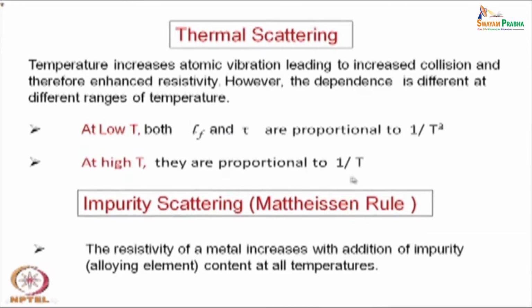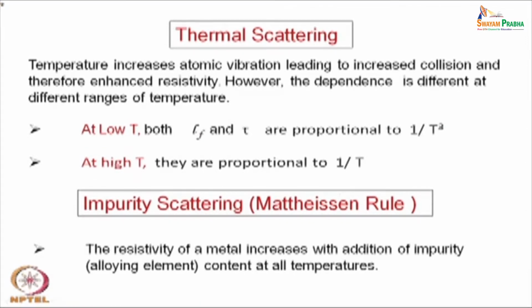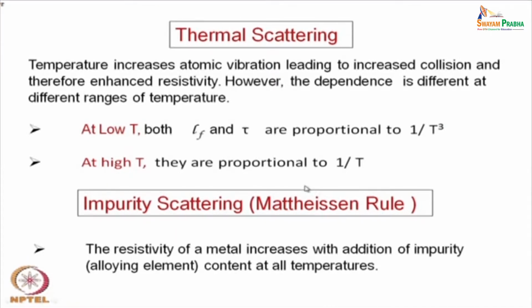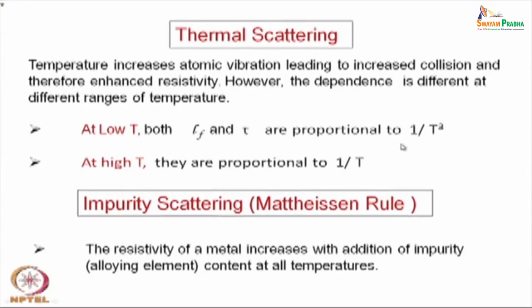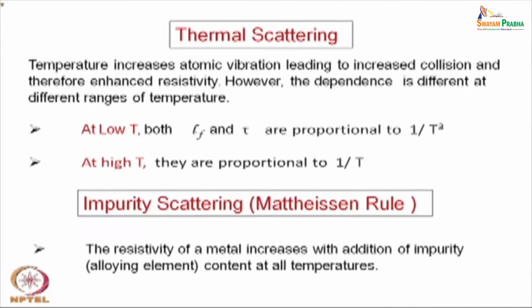Okay. So, that is what we have already discussed, that there is a 1 by T dependence of sigma. However, at very low temperatures, again the slope changes. The variation of course remains more or less the same, but quantitatively the slope is different. So, it becomes more flatter.